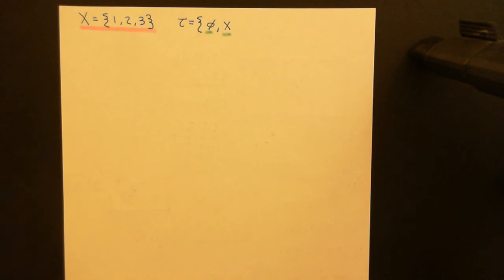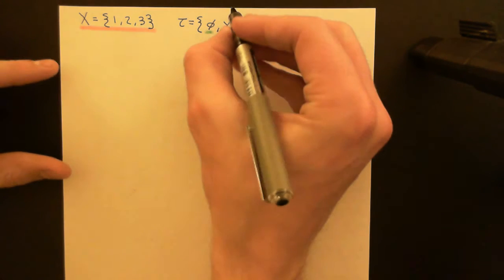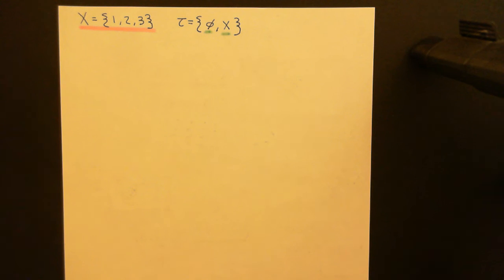Now my first question is, do I need to add anything else? Could I just leave it at that? Is this a topology? Okay, so let's question that. Is the subset of the power set which just contains the empty set and the entire space, capital X, is that a topology for this set, capital X here?